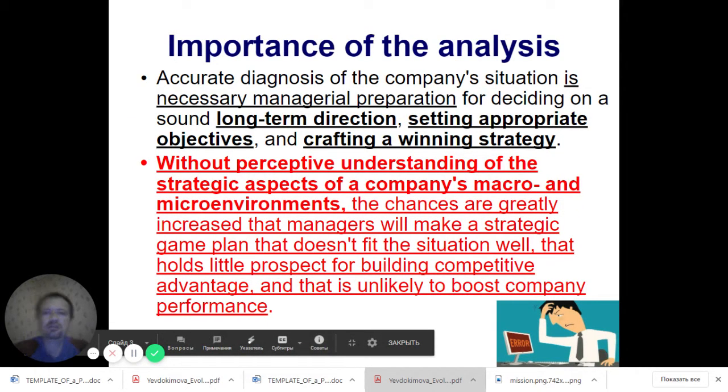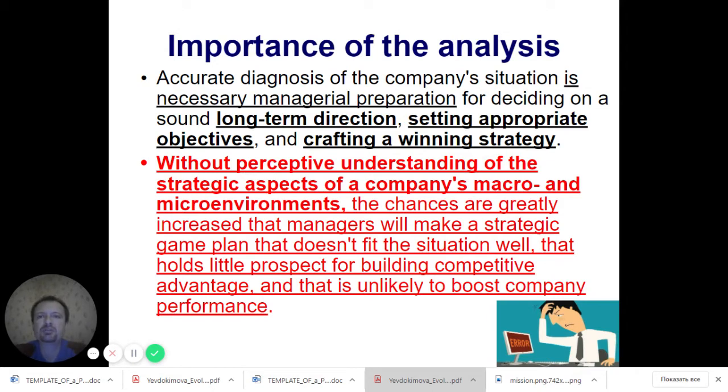Generally, this type of analysis is quite important because it must be obvious for you that it's not possible to create a winning strategy without understanding some special features of our market, our competitors, our customers, our suppliers. And today we will speak about a general pattern, a general template of analyzing an industry.